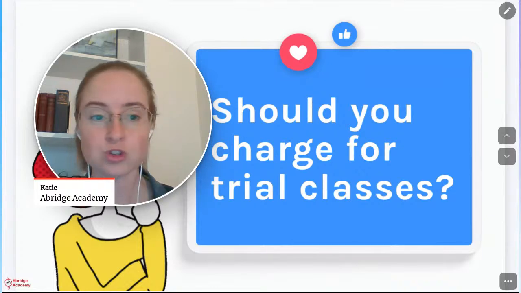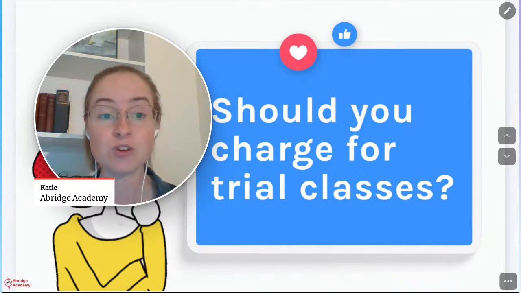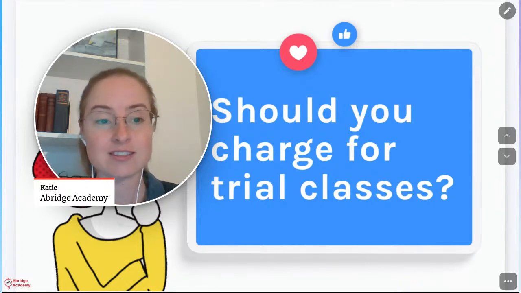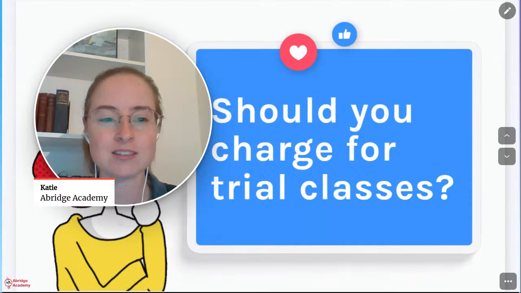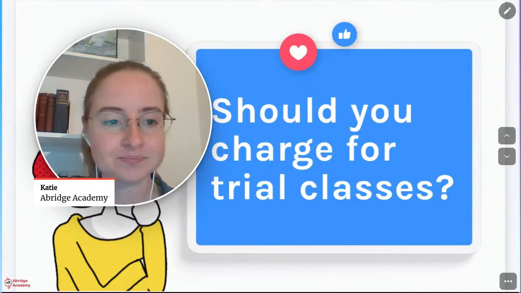And if you are charging, what's your strategy in terms of fees? Do you charge a certain percentage? Are you charging a full price? What do you do in terms of the cost of your classes? I'm intrigued to hear what people are doing with this, because I know there's several different options. I'm going to talk more about the different strategies in a moment.